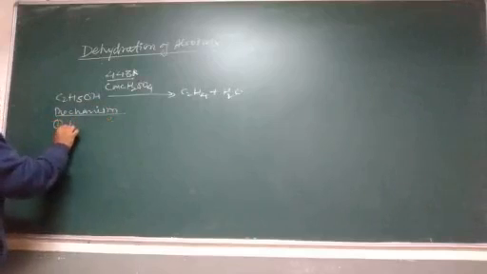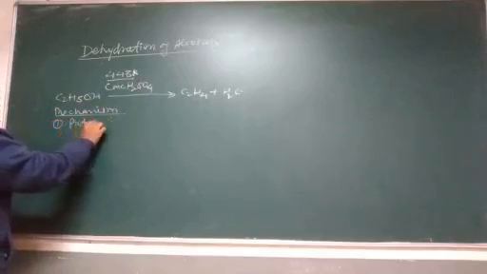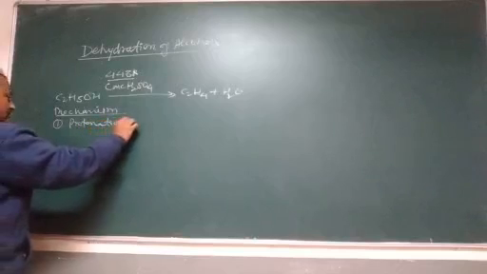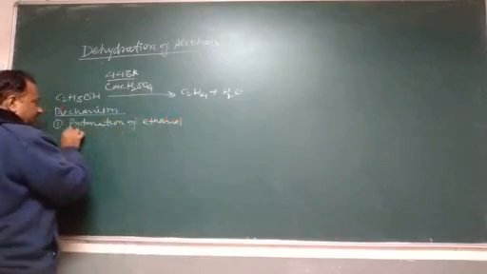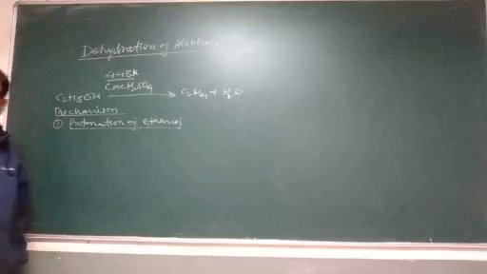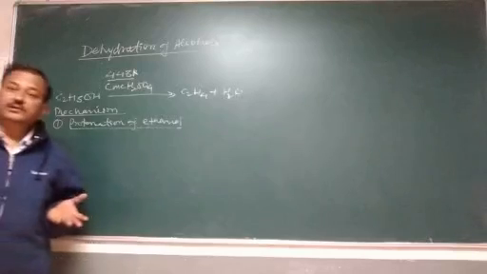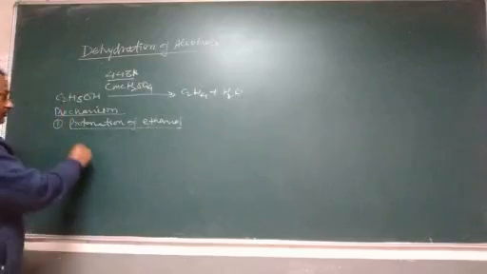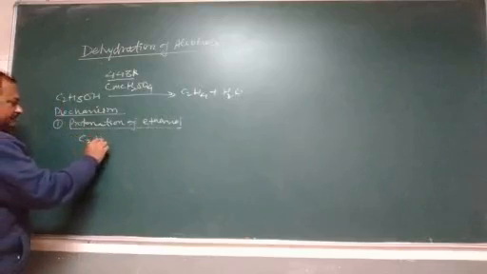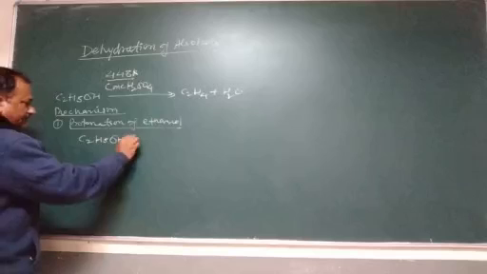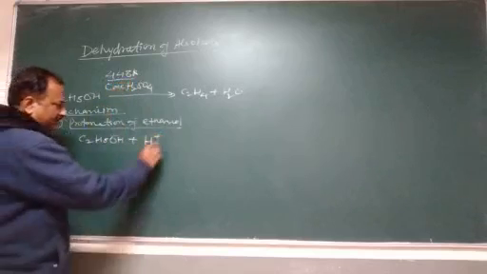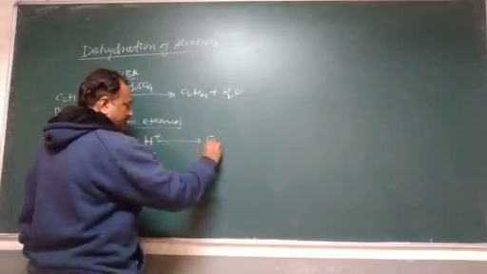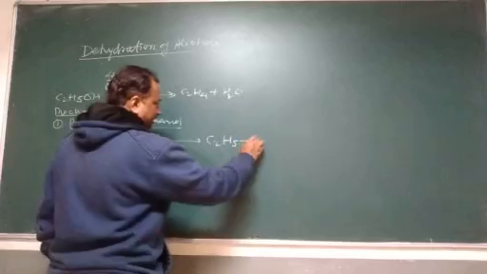First is protonation of ethanol. Protonation of the ethanol molecule. Ethanol is protonated. Protonation means addition of a proton. So C2H5OH plus a proton. This proton is from sulfuric acid, and as a result, there is formation of C2H5OH2 plus.